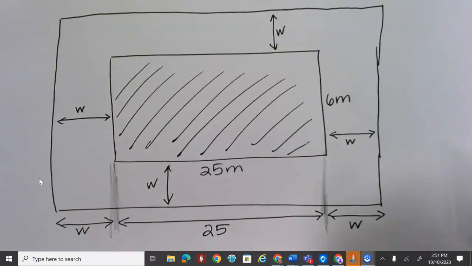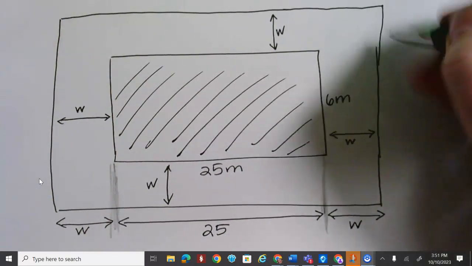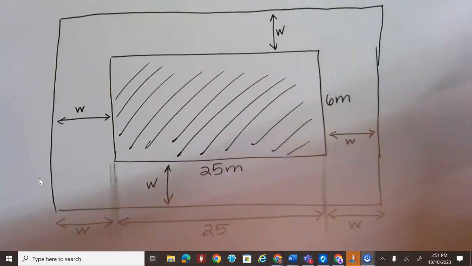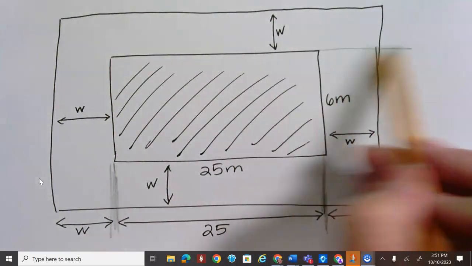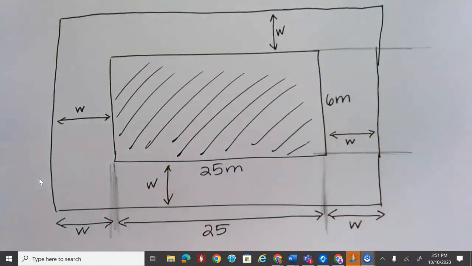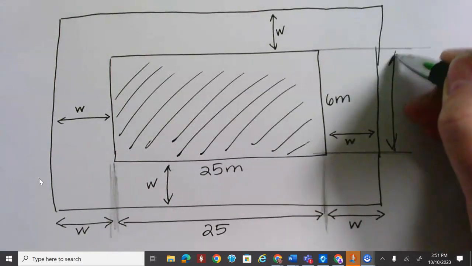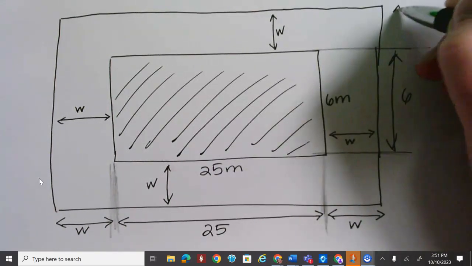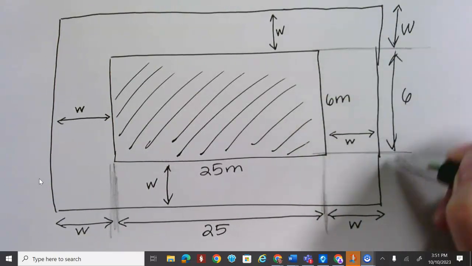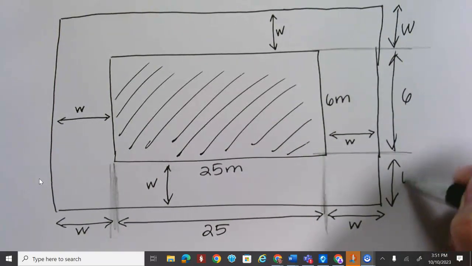Then I can look at this size here. So let's extend these. From here to here is 6. And then above that, I've got a width of W. And below that, I also have a width of W.